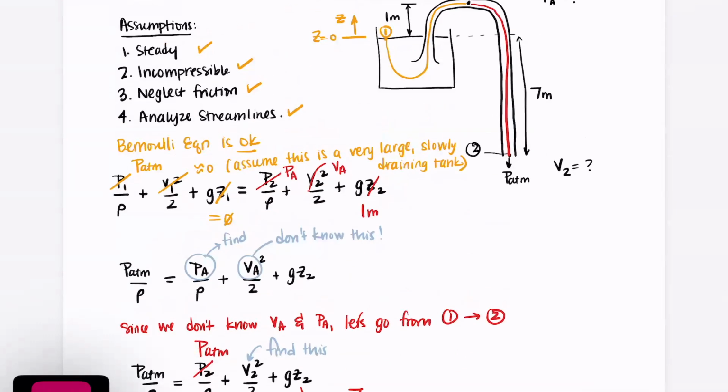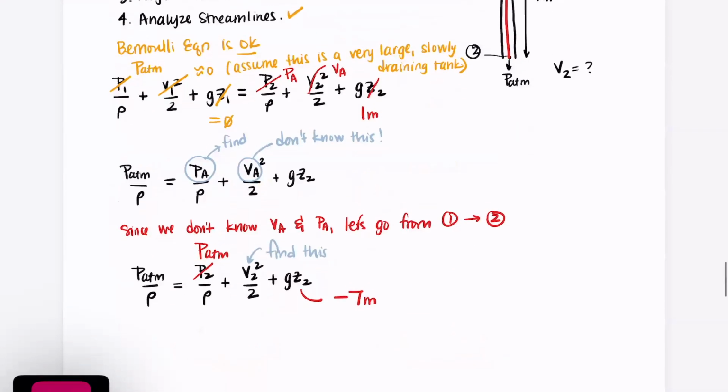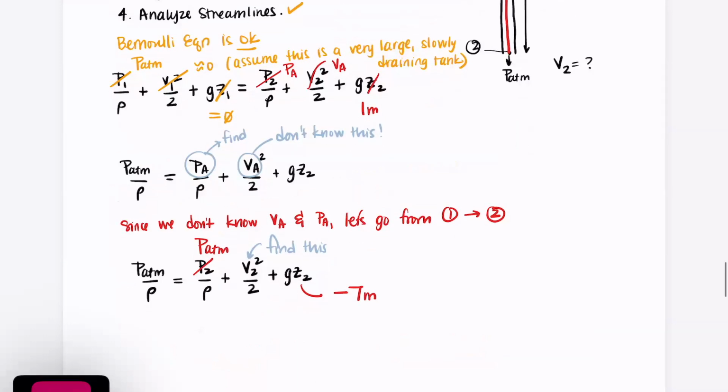So always be careful. It doesn't matter where you pick Z equals 0 to be, but you need to be careful about when it's negative and when it's positive. I'm confused about everything. Okay, so here, let me add some more detail.